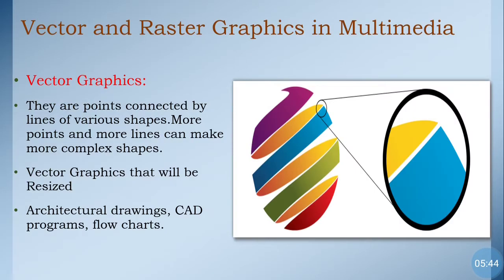The next is vector and raster graphics in multimedia. Vector graphics are points connected by lines of various shapes. More points or more lines can make more complex shapes. Vector graphics can be resized. Different examples of vector graphics are CAD programs, flow charts, and architectural drawings.